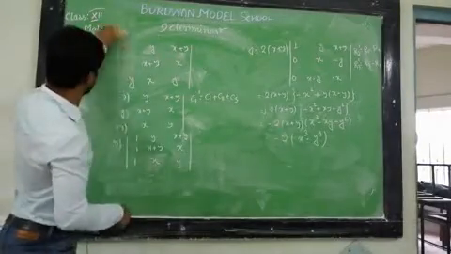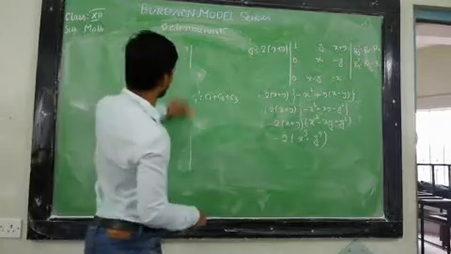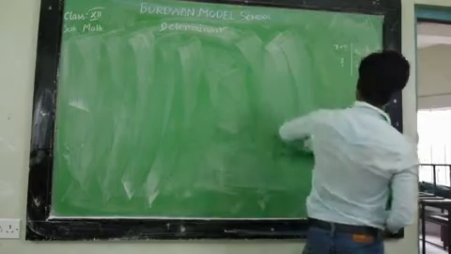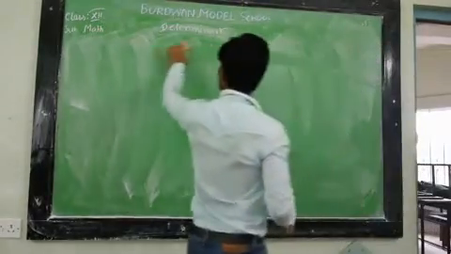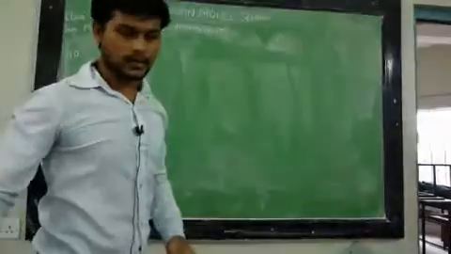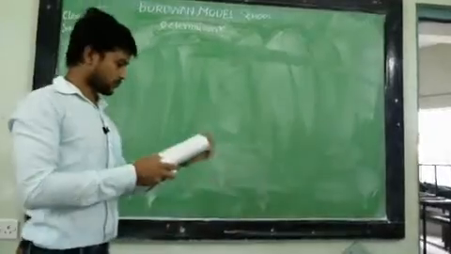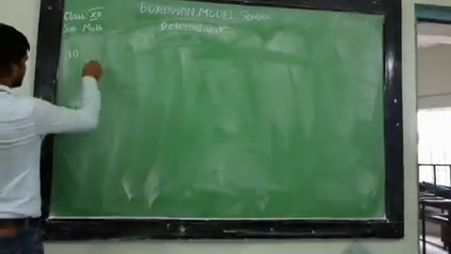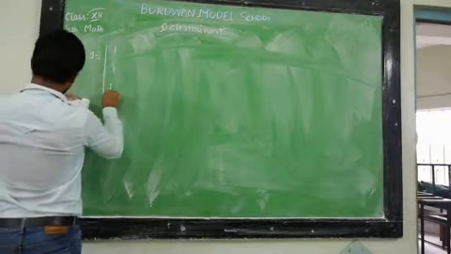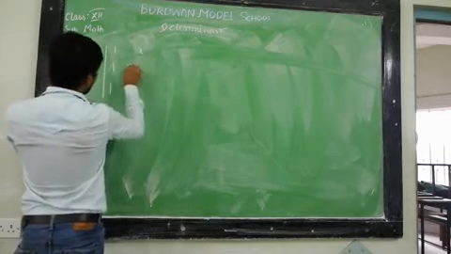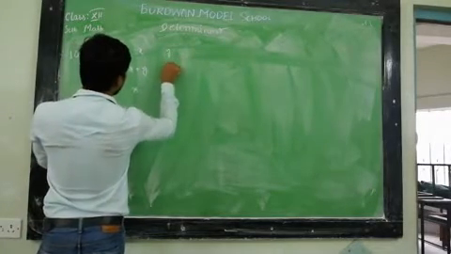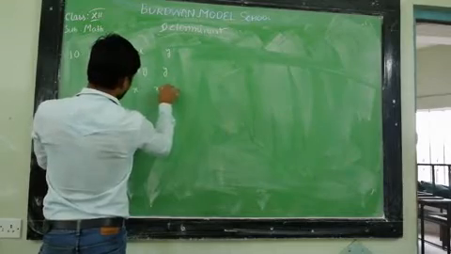Okay, let's move to the next question, question number 10. Question number 10 is evaluate delta equal to the determinant with rows 1, 1, 1; x, x plus y, x; y, y, x plus y.